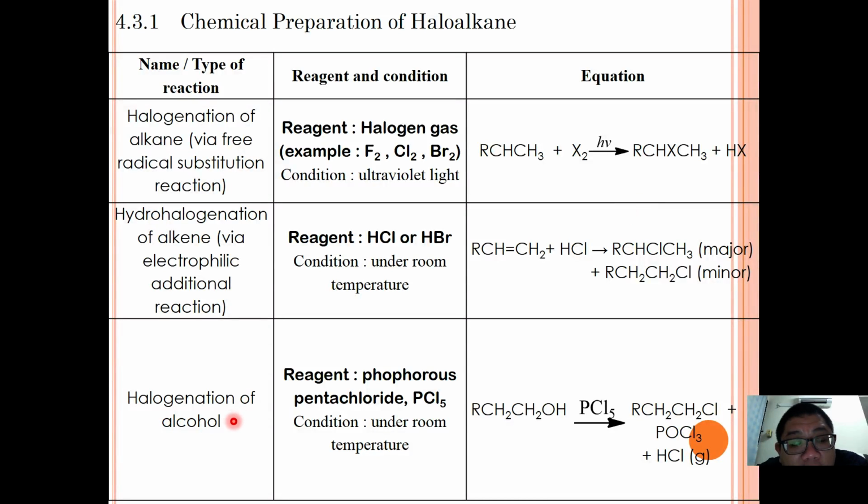And then you have halogenation of alcohols. If you use a halogenating reagent such as phosphorus pentachloride or thionyl chloride at room temperature, you can eventually form these haloalkanes, okay, plus some side products. So in this case, if you use PCl5, the side products will be POCl3 plus HCl.